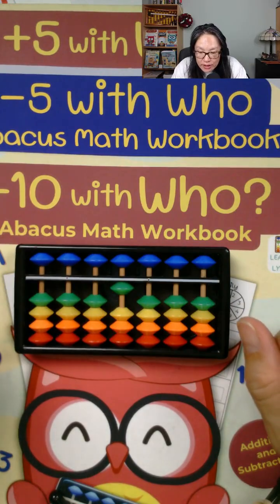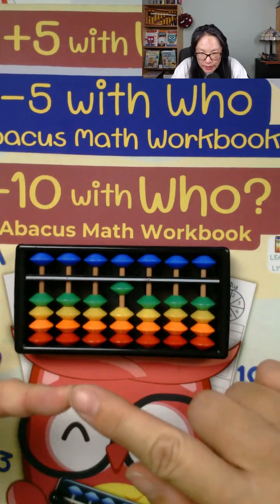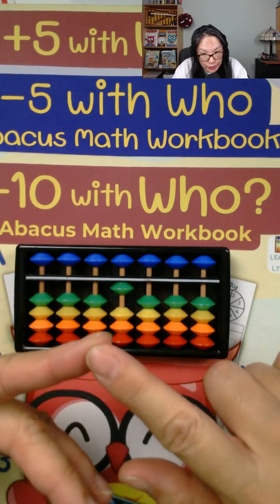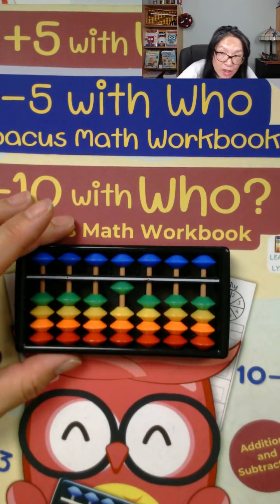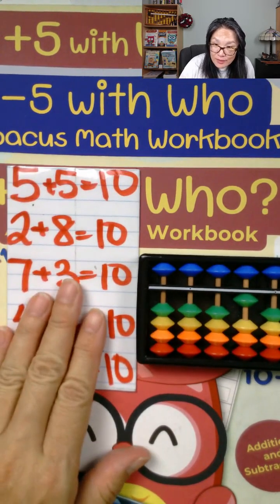All right, we're going to continue on with how to make a 10. Now, what do they call it? They call it regrouping. They call it trading. They call it carrying on. They call it borrowing, and all these other names. But in abacus world, we call it making a 10. What does that mean? Well, it's the same concept, but different numbers.